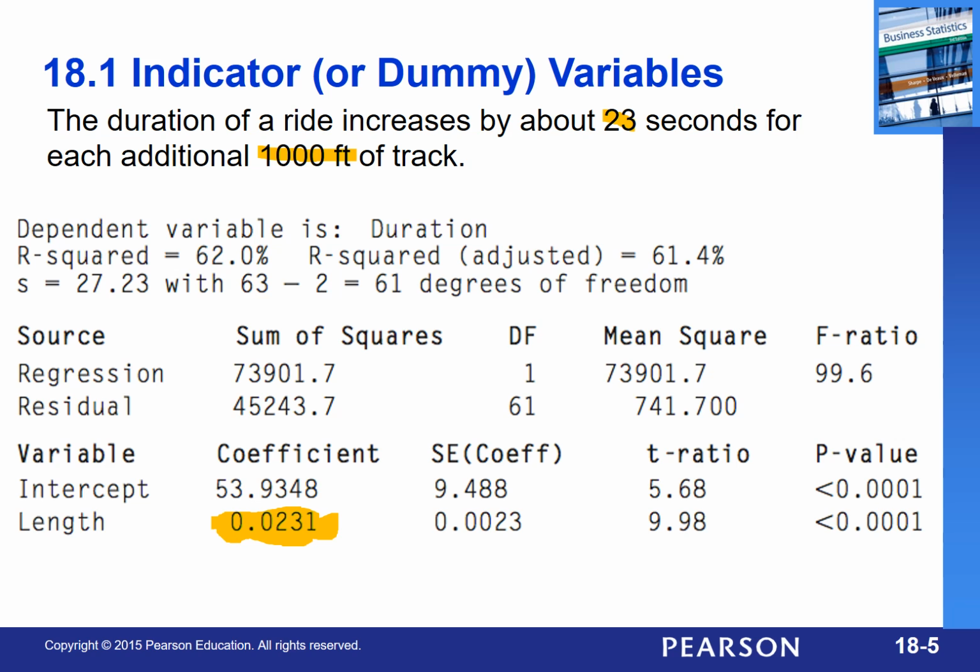I want you to pay particular attention to the coefficient for length. That's your slope, this guy right here. If you're looking at this value and thinking, ooh, well, that's kind of small, but remember, this is telling you like length of the roller coaster, time you spend on it in seconds. So we multiply this by 1,000. That tells us that for every 1,000 feet of track, we get about a 23-second longer ride.